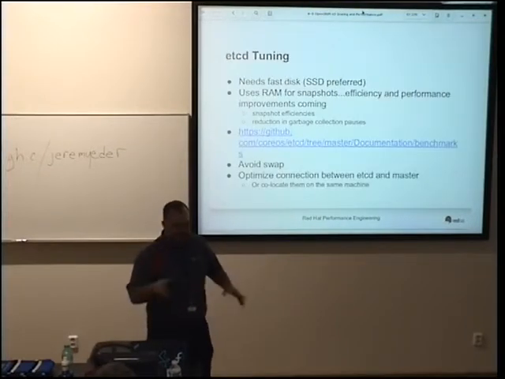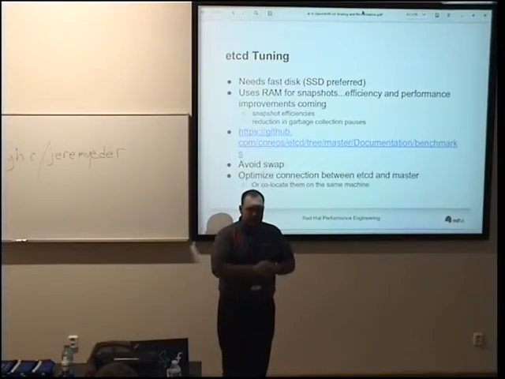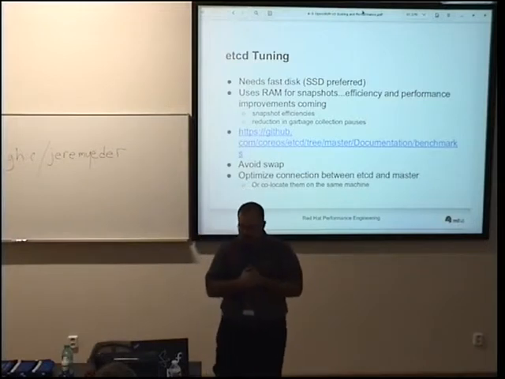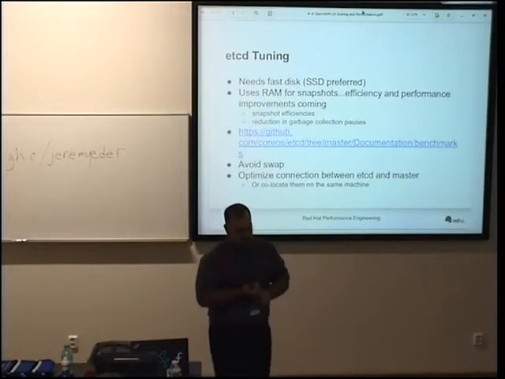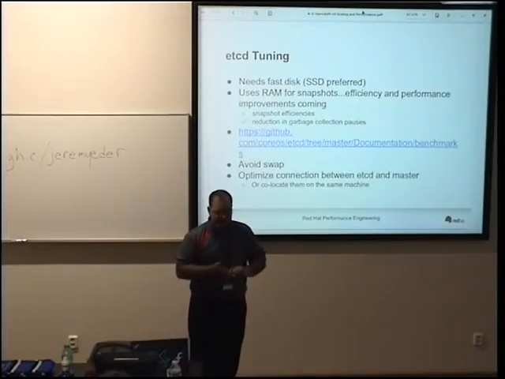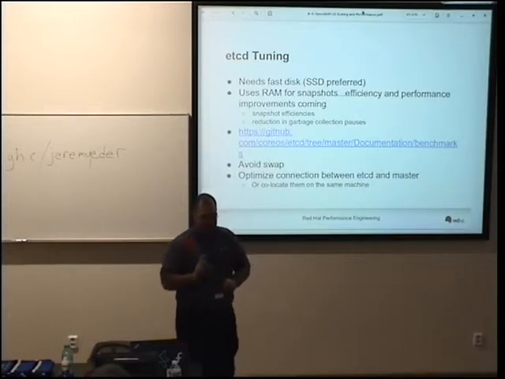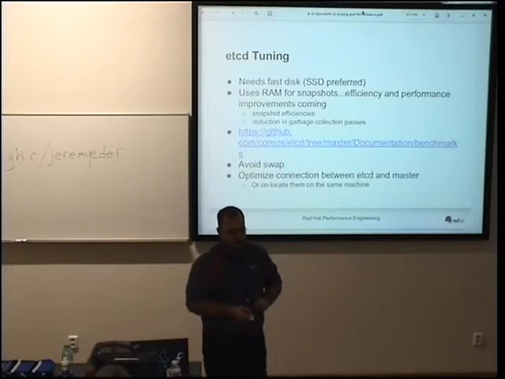So we've basically taken every part of this environment, deconstructed it, found the limits for each individual part, and found best practices for tuning each individual part. This screen talks about etcd. We know it needs extremely fast storage. We know that it needs a ton of memory, because it actually keeps somewhere between 2 and 3 copies of the database in memory at any given time.